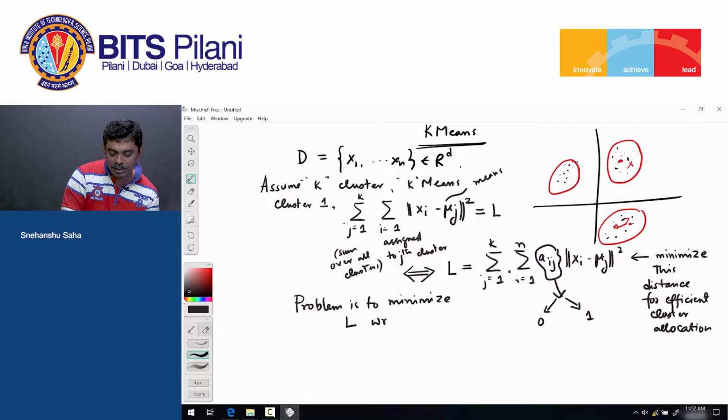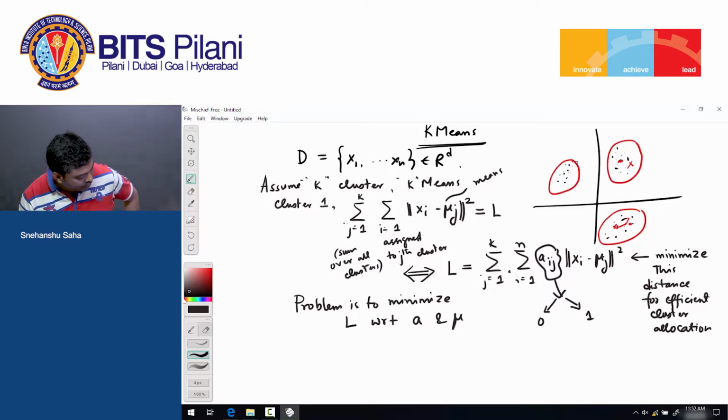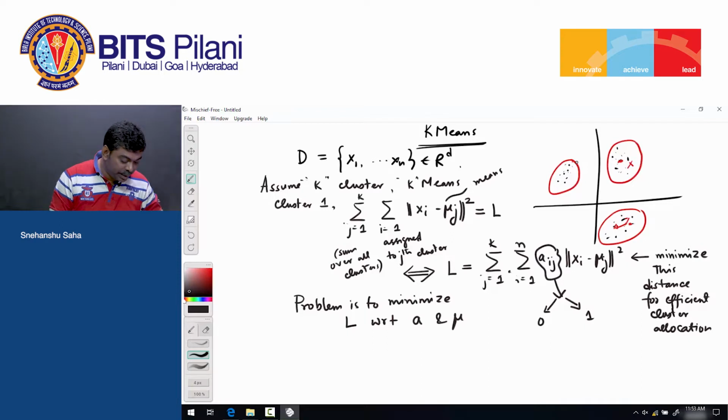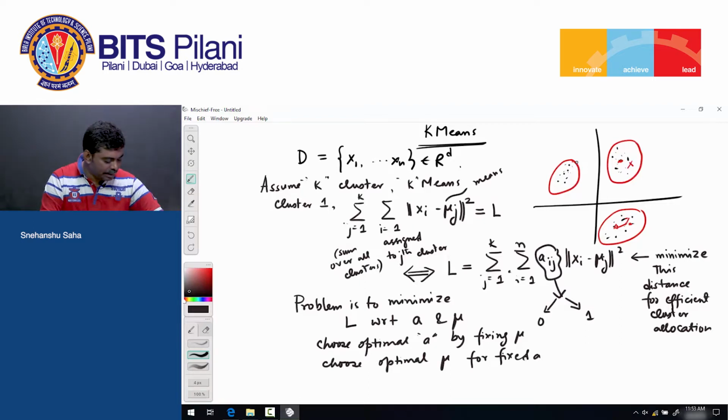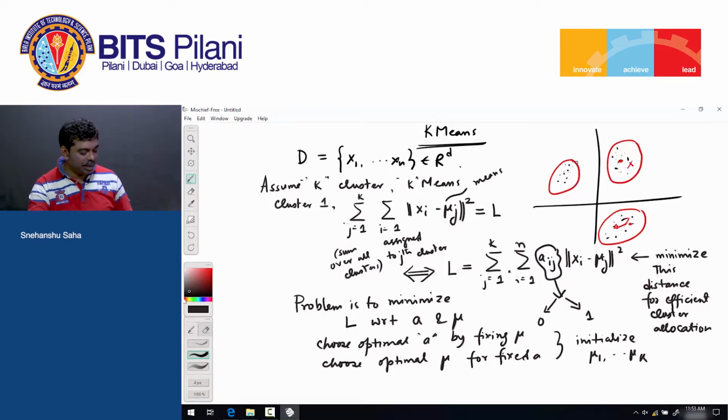So the problem is to minimize L with respect to A and mu. How do we do this? We choose an optimal A by fixing mu, and then choose an optimal mu for fixed A. We also have to initialize all the mu's, mu1 through mu k, and typically this is arbitrary. And we repeat until convergence.